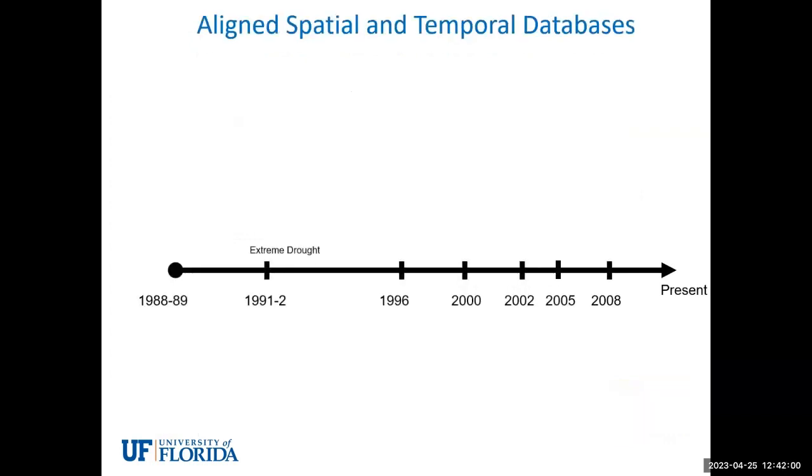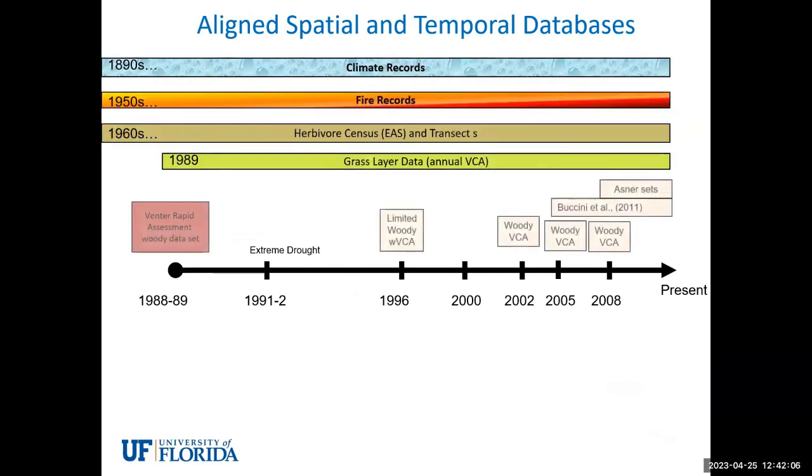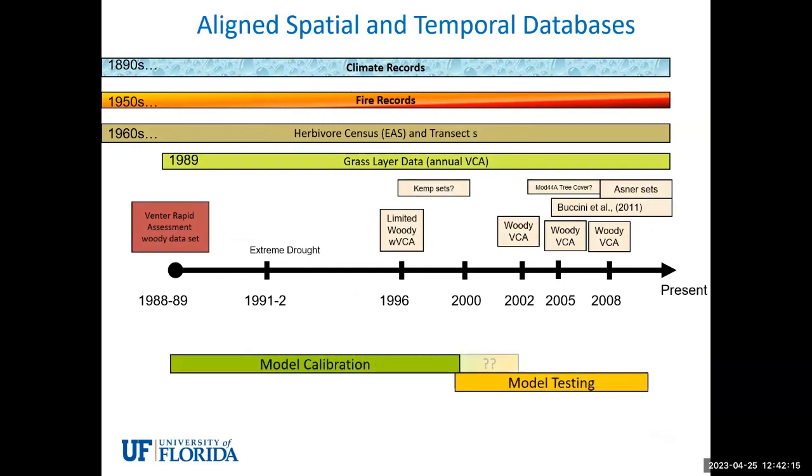And you could look at, one of the advantages of working inside the Kruger, of course, is that they had a lot of data that you could look at and put on top of each other and start to look at the different woody data sets, different grass data sets. There's some different remote sensing data sets, and we were looking at model calibration and testing across these periods.